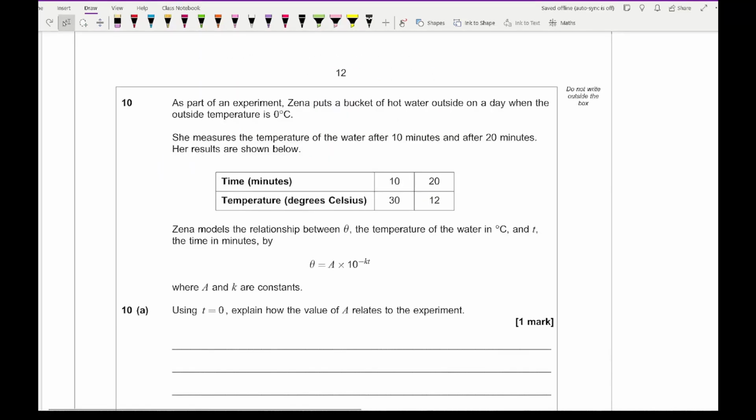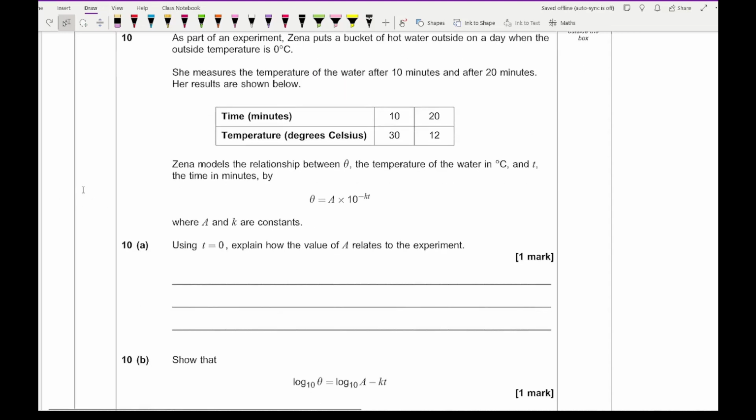So then moving on to our last question of this section, it says, as part of an experiment, Zena puts a bucket of hot water outside on a day when the outside temperature is 0 degrees Celsius. She measures the temperature of the water after 10 minutes and after 20 minutes. Her results are shown below. Zena models the relationship between theta, the temperature of the water in degrees Celsius, and time, t, by the model theta equals a times 10 to the power of minus kt, where a and k are constants. By using t equals 0, explain how the value of a relates to the experiment.